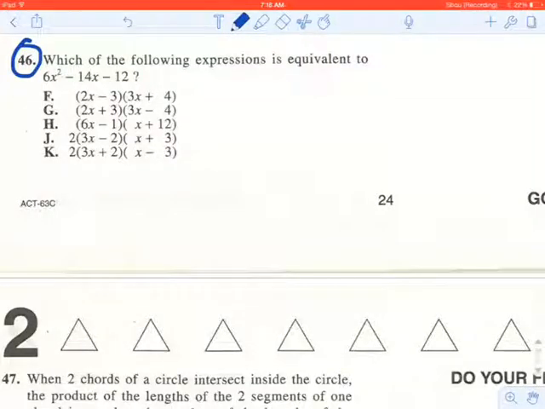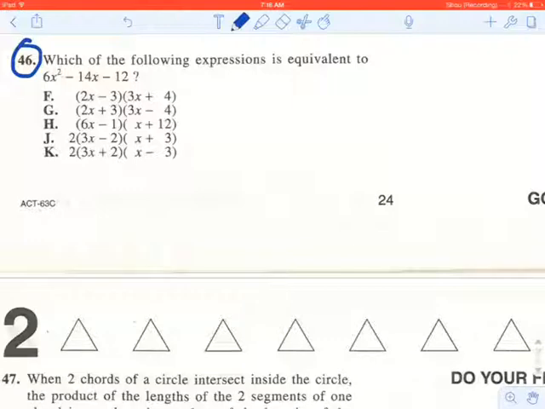Question 46. Which of the following expressions is equivalent to 6x squared minus 14x minus 12? So we could use the answer choices if we were stuck and multiply them out and see which one gives us the right answer, but foiling 5 different times seems like a very inefficient use of your time. So let's not do that.